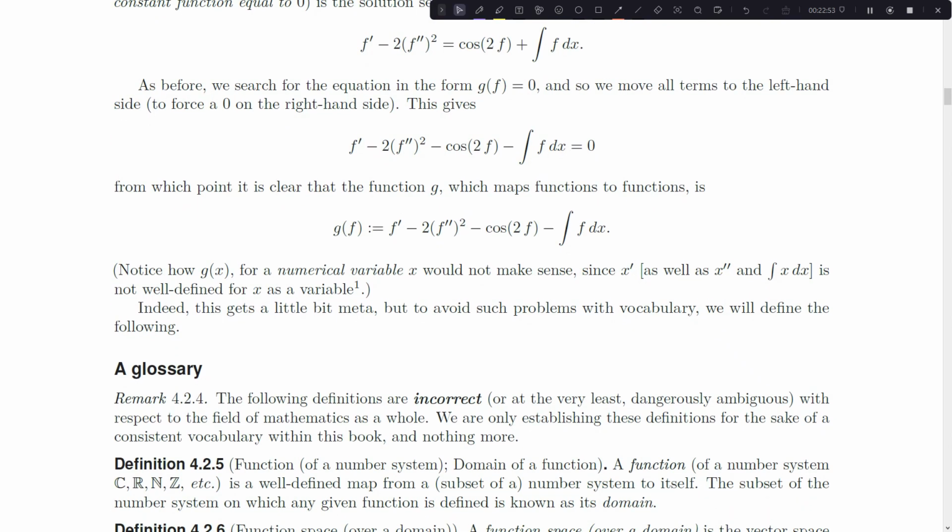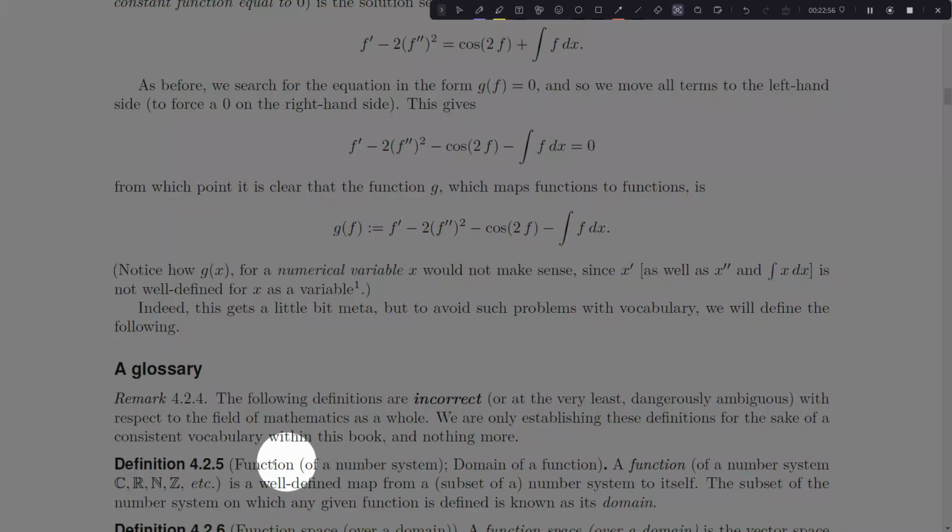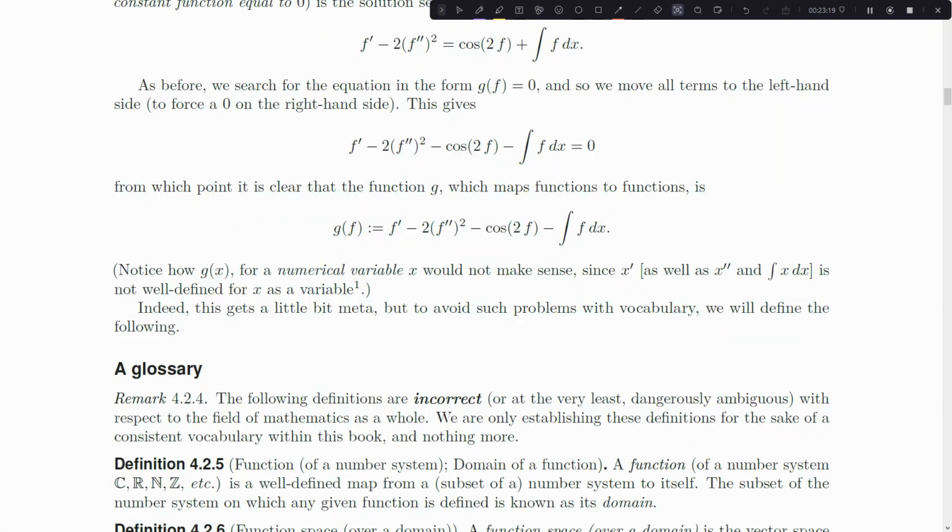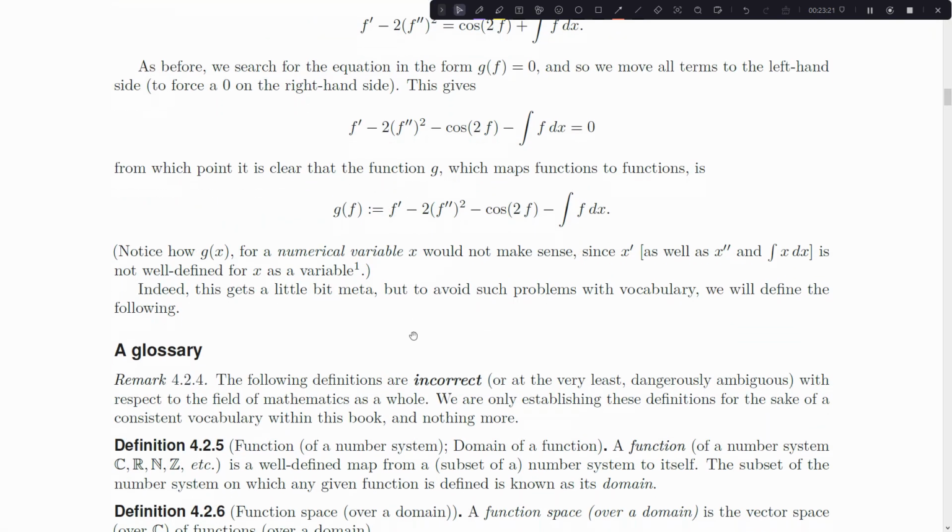I start with just what I'm going to call functions in this course, and that's going to be that my functions are actually functions of number systems, as in their domains are numbers. So I'm going to take any function of C, R, N, or Z, and it's just going to be a map from a subset of that number system to itself. And the subset of the number system on which any given function is defined is known as its domain. I think we've all heard this before in pre-calculus even.